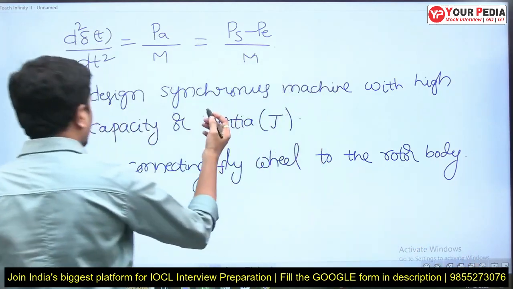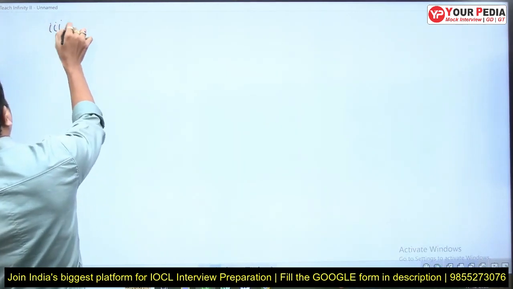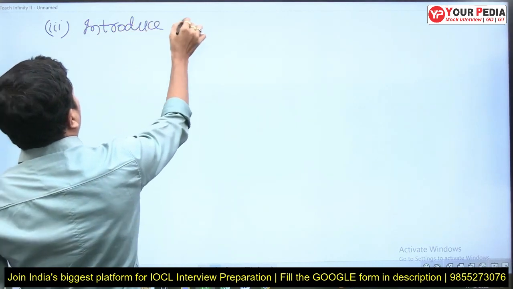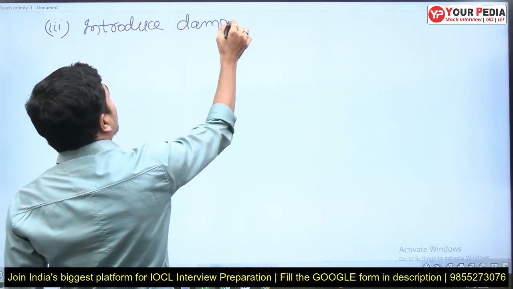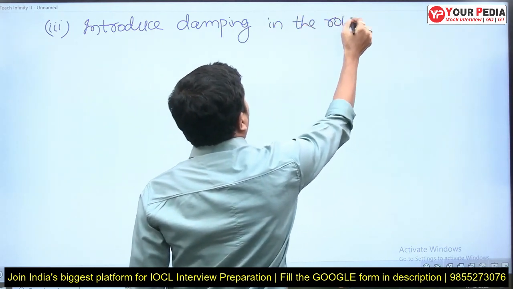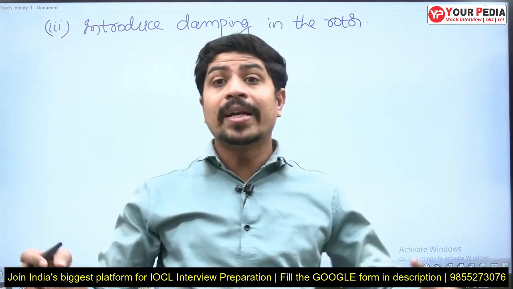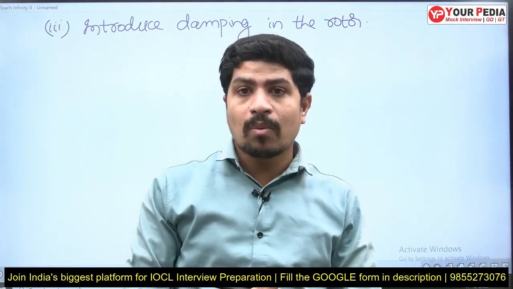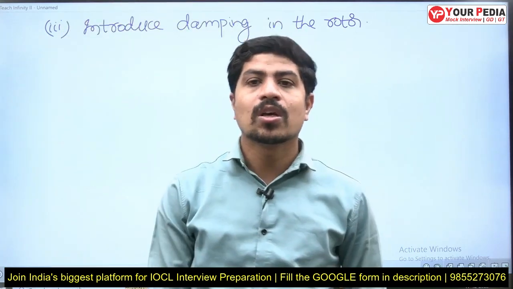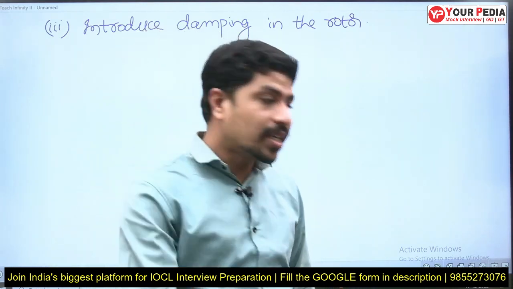The third one is to introduce damping in the rotor. What does damping mean? Opposition to the oscillations. There will be a damper winding. In the rotor body, you can keep a damper winding to reduce those oscillations. That is also one of the methods to improve transient stability.